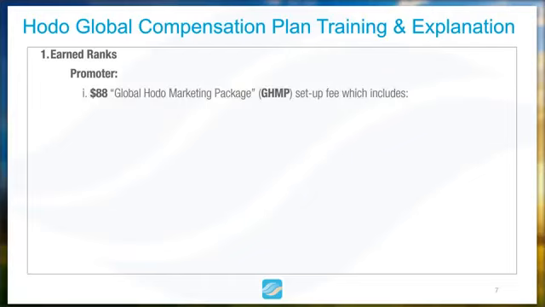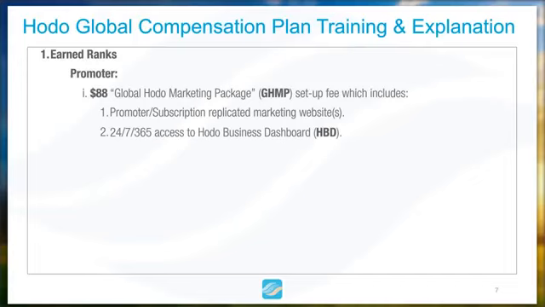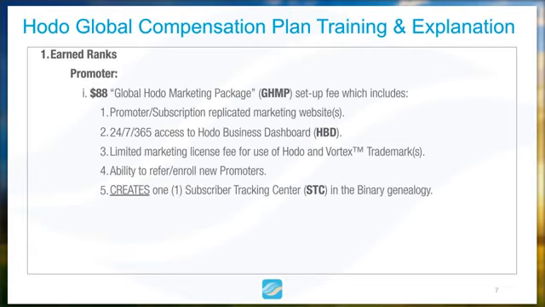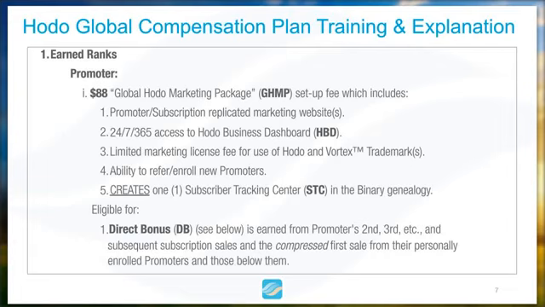So to get started as a promoter in Hodo Global is $88, okay? And that's going to include your promoter subscription, replicated marketing sites, 24 access to your back office, basically. You get a limited marketing license for the Hodo and Vortex trademarks, and the ability to refer and enroll new promoters. And something I don't have here yet is that we do have the new Hodo Connect app that we will have for Androids and iPhones. So that will be part of your $88, it includes having the app. It creates a subscriber tracking center in the binary genealogy, or that business center like you were discussing. And it makes you eligible for the direct bonus part of the plan.